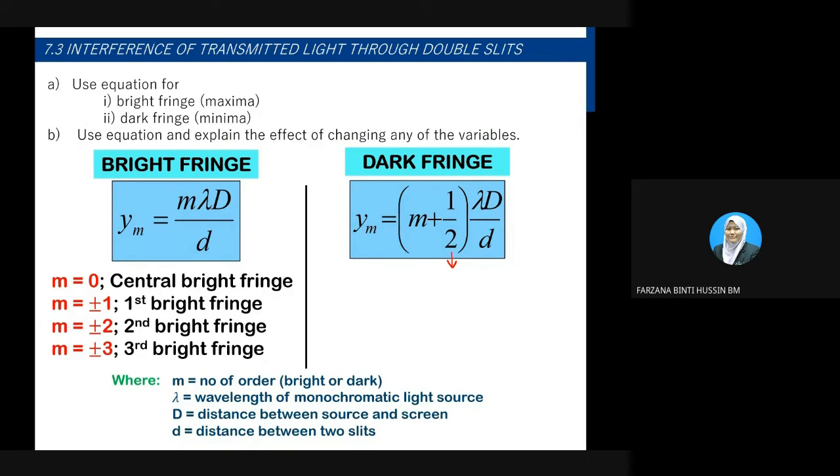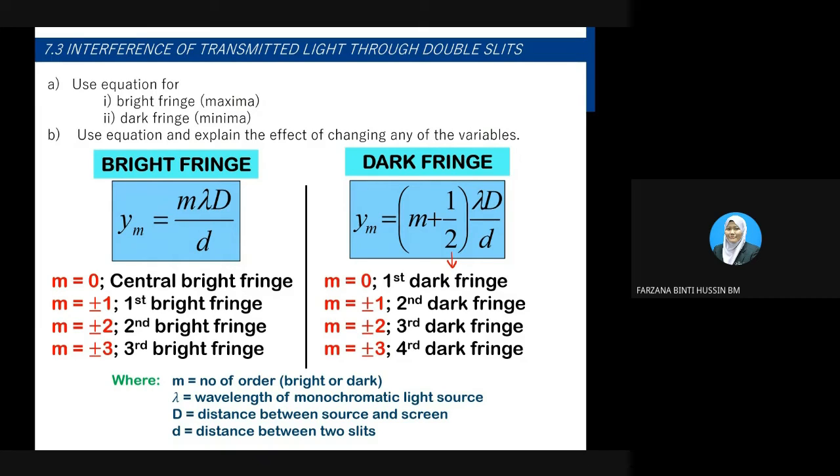Okay, so for bright fringes, m starts with 0. So y0 refers to the central bright. M equals 1 will be the first bright and so on. But for dark fringes, m equal to 0 is the first dark fringe. Okay, if the question says 50 dark fringes appear, can be seen on the screen, so if 50, what is the order? If 50, the order will be 49. So we have to minus 1 to get the order.